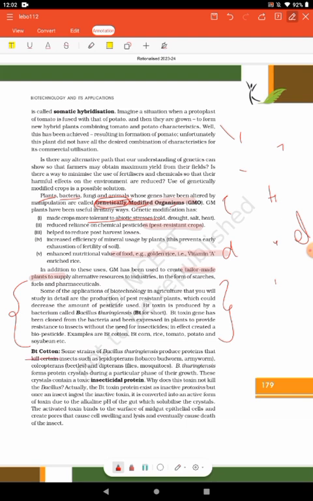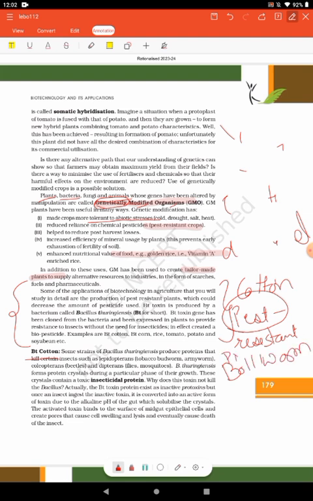Bt cotton is a cotton plant which is modified against a pest. So it is made a pest resistant plant. For which pest is it modified? It is modified against the pink bollworm. It is a type of pest which attacks the cotton bolls, which are at the bud stage. It attacks the cotton boll and destroys it, so that reduces the yield of the cotton.